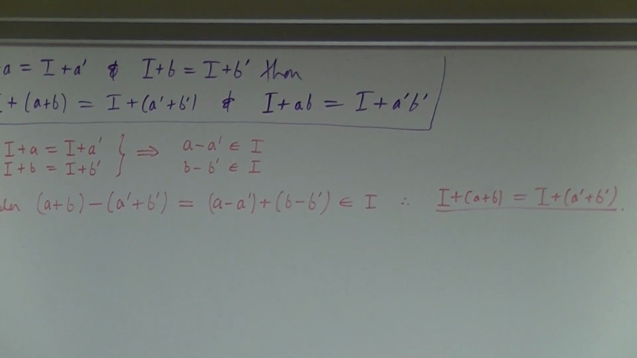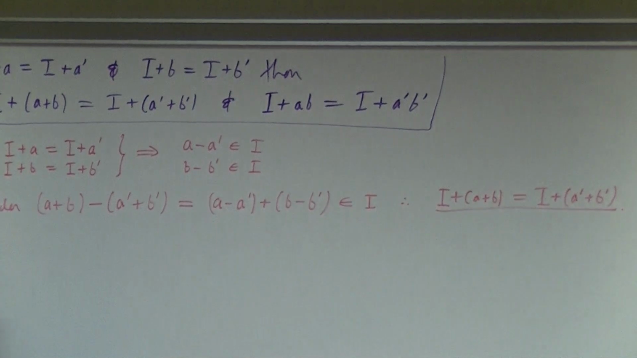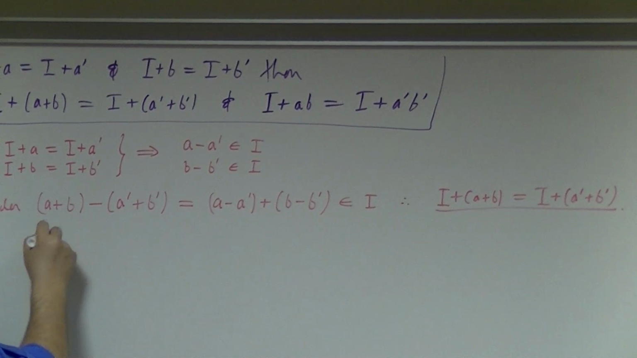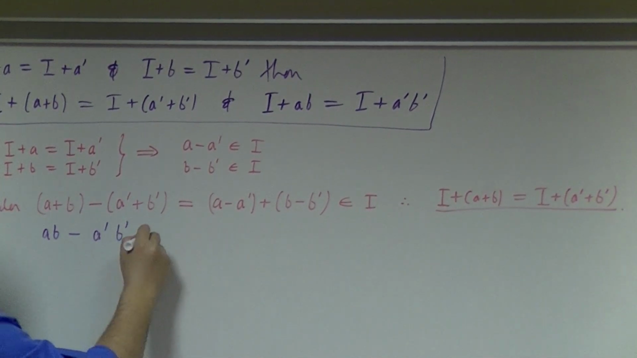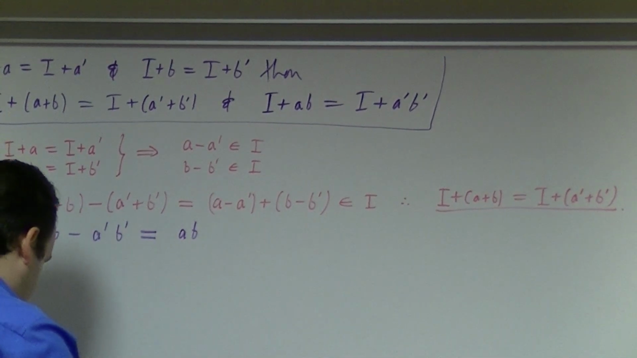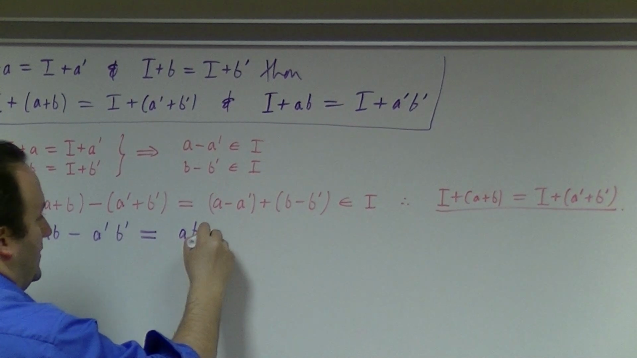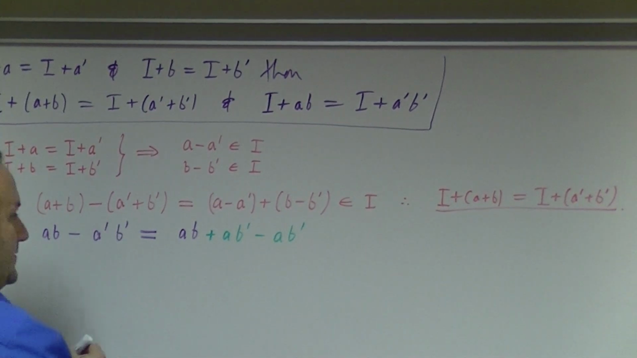Now I need to look at the product. That proves this part. Now I still need to prove that I plus AB is equal to I plus A prime B prime. So I should consider AB minus A prime B prime, right? And as often is the case with some sort of product rule, you have to add 0. So I add 0: I have AB, and then I'll add 0 in green, so plus AB prime minus AB prime. I can do that, that's adding 0.